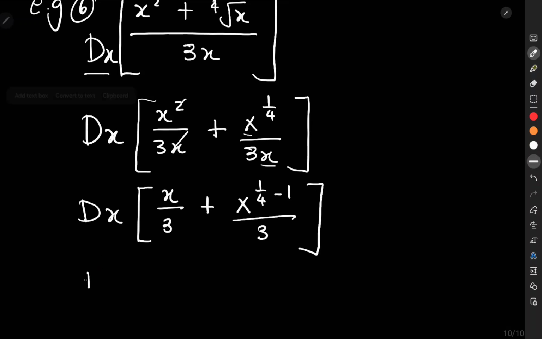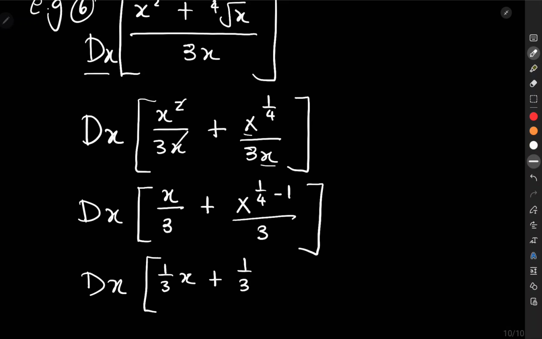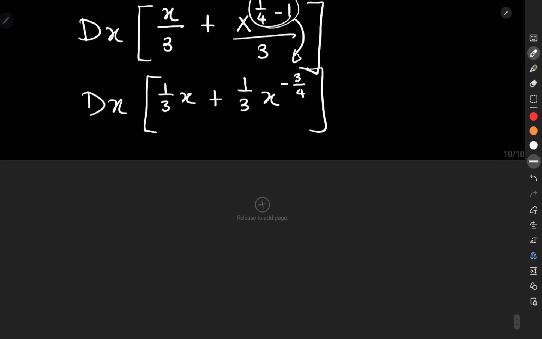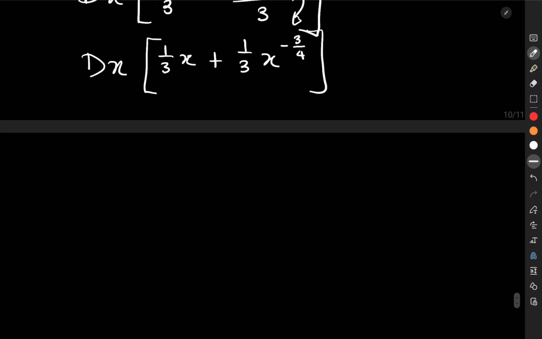So if we simplify that further, we can just rewrite this as 1 over 3x plus 1 over 3, and the final product of that will give us x to the power of minus 3 over 4. So if we simplify this here, we're going to get minus 3 over 4. So from here, we're good, and we can basically start deriving.